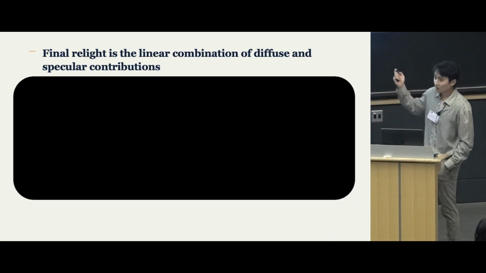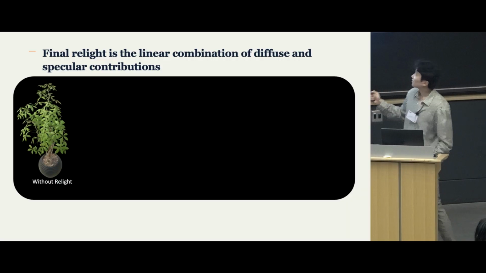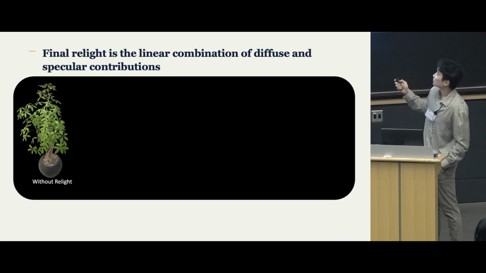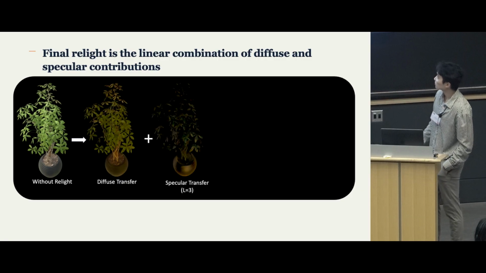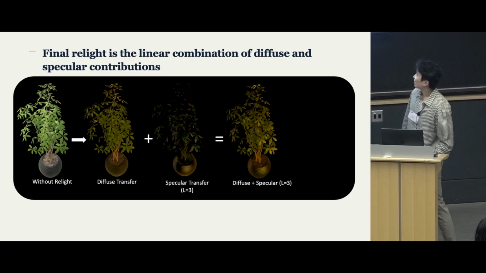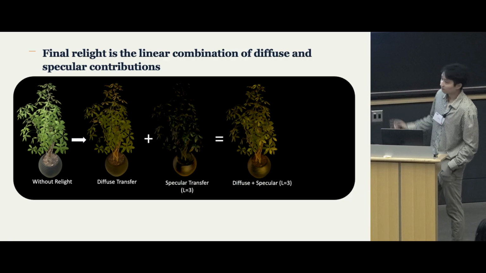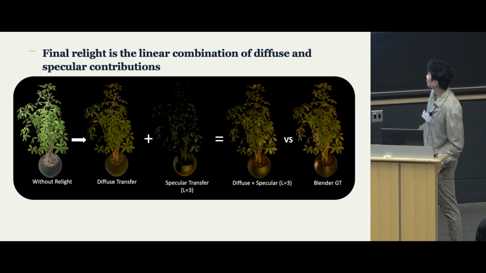So essentially with all these components, the final relight is just a linear combination of the diffuse and specular contributions. So here's without relight, here's diffuse, and this is specular, and we can see the final relight is just a linear combination of the two, and it closely resembles the GT.